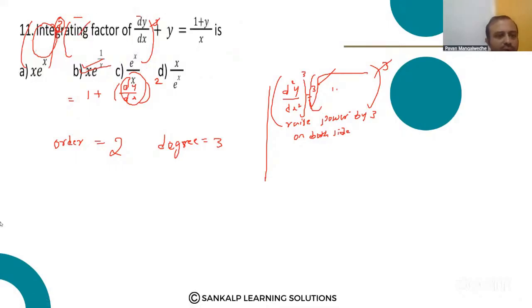Question number 11. What is the integrating factor of dy by dx plus y is equal to 1 plus y by x? Option A, x e raised to x. Option B is x into e raised to 1 by x. Option C is e raised to x by x. Option D is x by e raised to x. What is the answer? Just try to find it. 10 seconds for you, students.